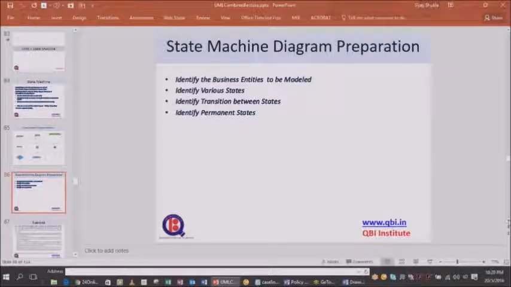And how do we prepare a state machine diagram? We prepare a state machine diagram by identifying the business entities to be modeled, identifying the various states, identifying the transition between the states, and identifying the permanent states.